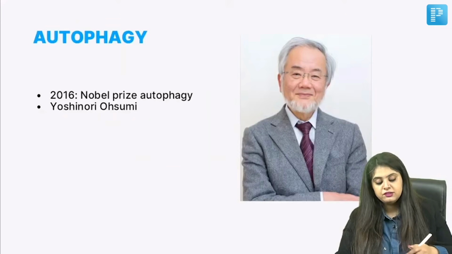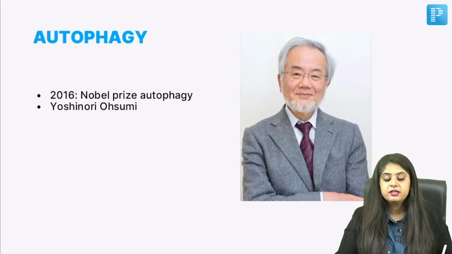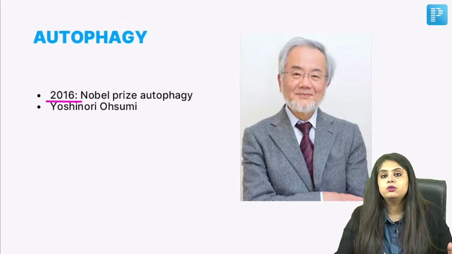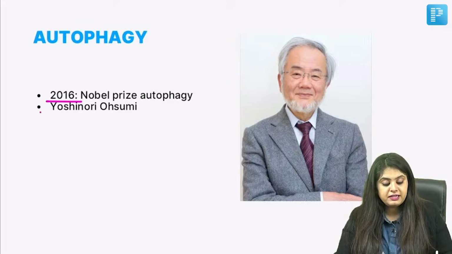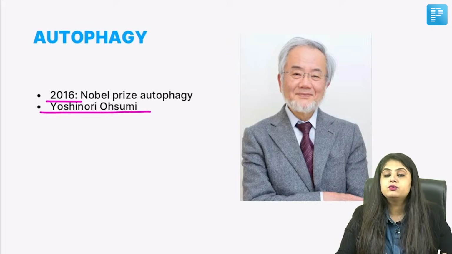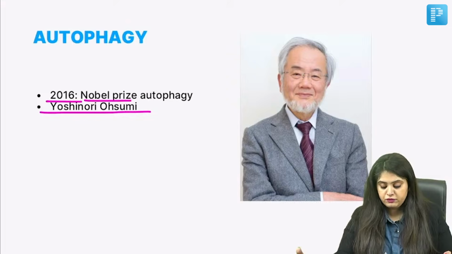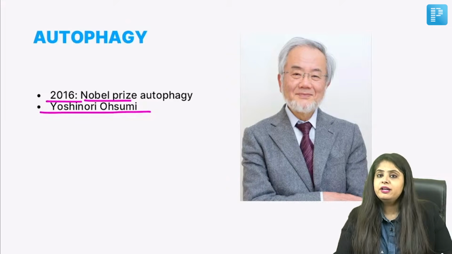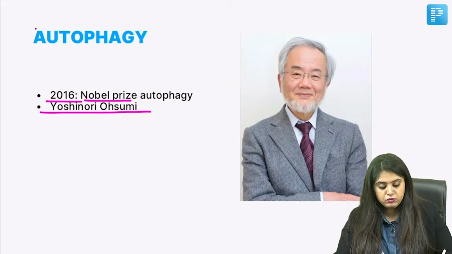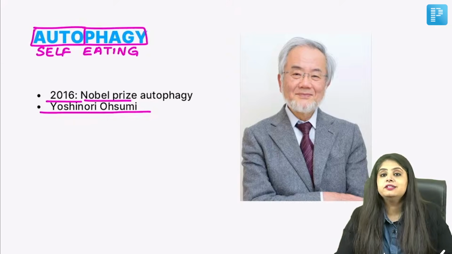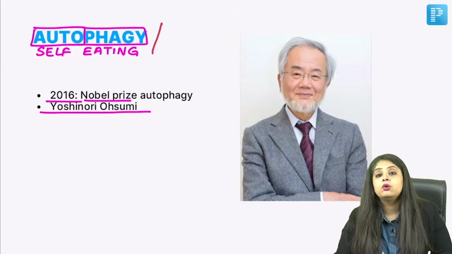So let's begin. Why has autophagy become so popular? Why was it added? Because in 2016 so much got to be known about autophagy. That is because of this Japanese scientist, Sir Yoshinori Ohsumi, and he received a Nobel Prize also because he told us so much information about autophagy. So now let me ask you, what is autophagy? Auto means self, and phagy means eating. Autophagy is self-eating.